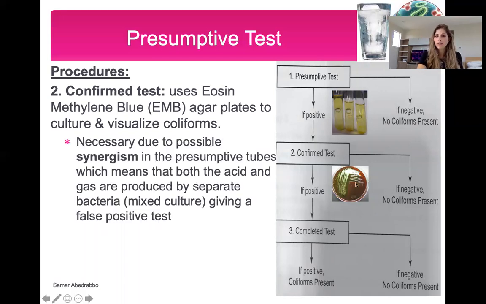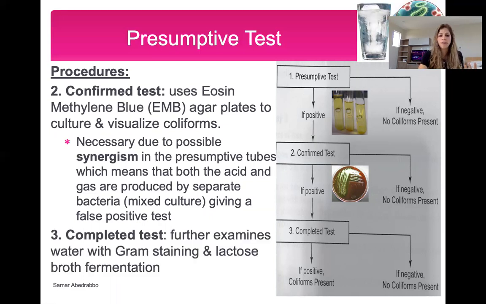The reason we have to do a confirmed test again is because these might be giving you false positives in the presumptive test, because of synergism, because of having two organisms, one that's producing acid and one that's producing gas. There you're getting a result that looks like you have a coliform, but in reality you have mixed bacteria producing different things. And then if your confirmed test is positive, in water testing, they also do a completed test, which looks at the water even further, doing more gram staining and a little bit more testing to just confirm that that water is indeed contaminated.